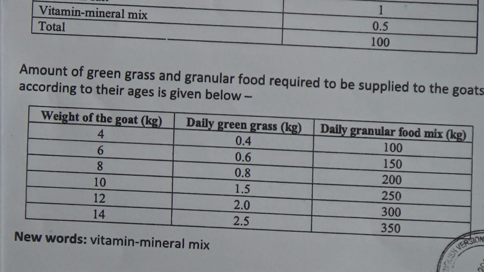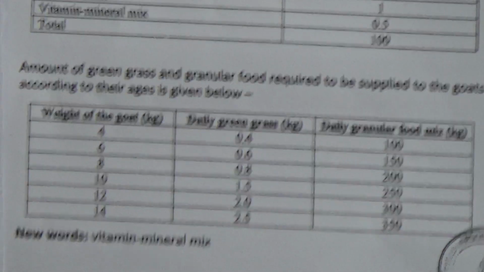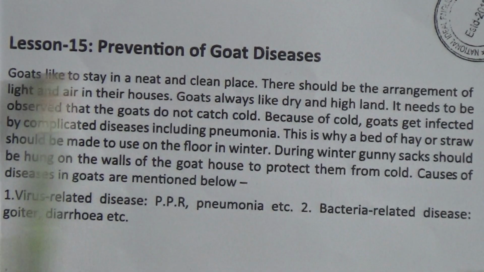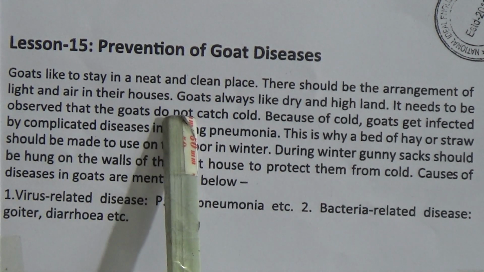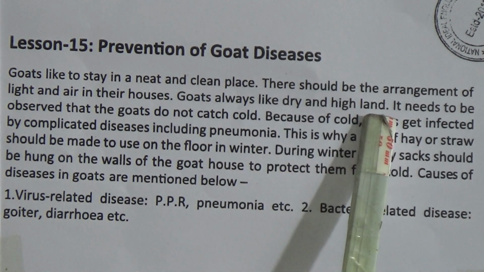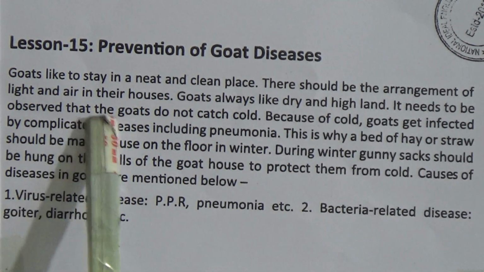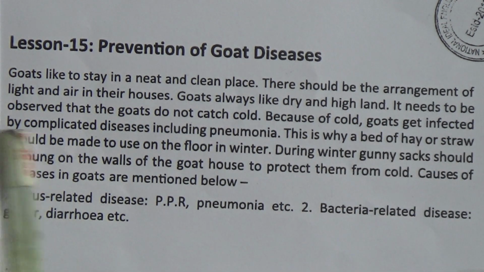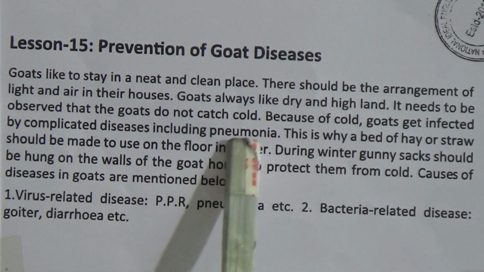Now let's see lesson 15, prevention of goat diseases. Goats like to stay in a neat and clean place. There should be the arrangement of light and air in their houses. Goats always like dry and high land. It needs to be observed that the goats do not catch cold. Because of cold, goats get infected by complicated diseases including pneumonia.